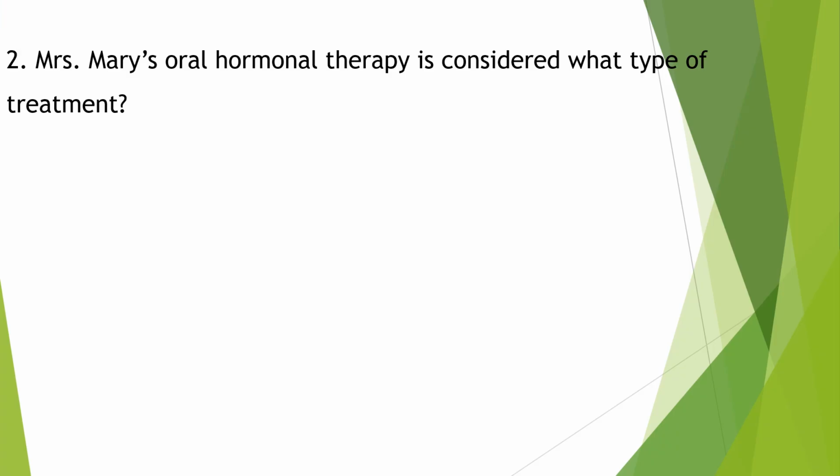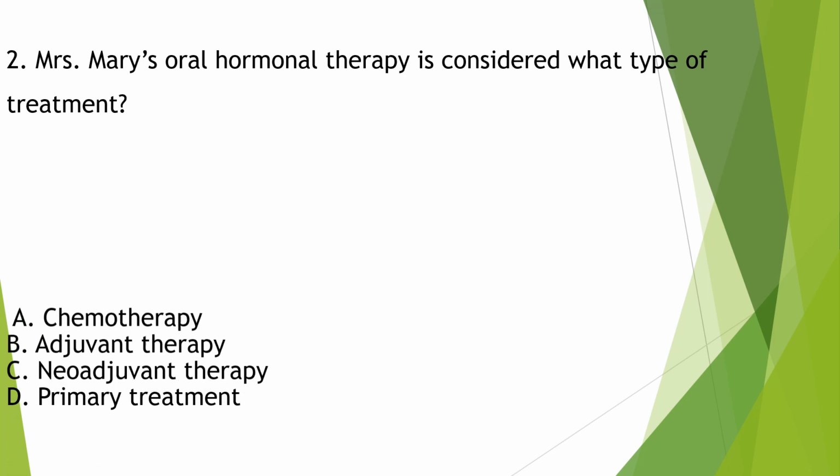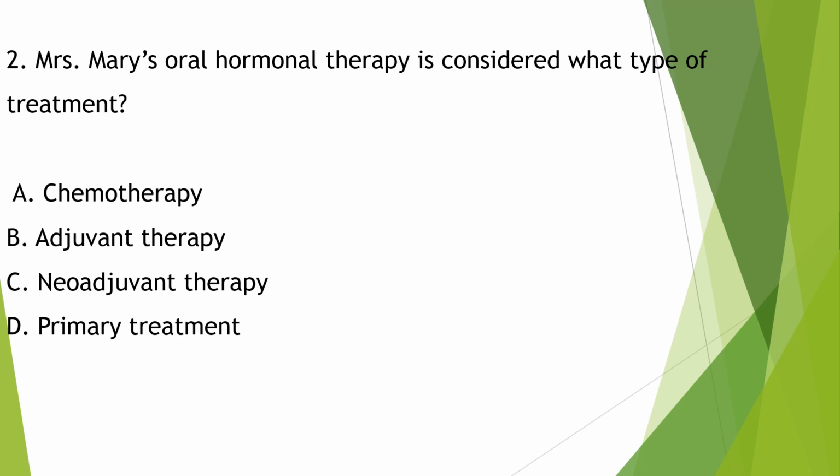Mrs. Mary's oral hormonal therapy is considered what type of treatment? Is it a chemotherapy, adjuvant therapy, neoadjuvant therapy, primary treatment? Already we have seen what is an adjuvant and neoadjuvant therapy. So here she is taking oral hormonal therapy. Adjuvant therapy is a treatment used in a patient who is currently disease free or they are in remission stage but they are at high risk for relapse. So to prevent that, we will be supplementing hormonal therapy, so that is a adjuvant therapy.